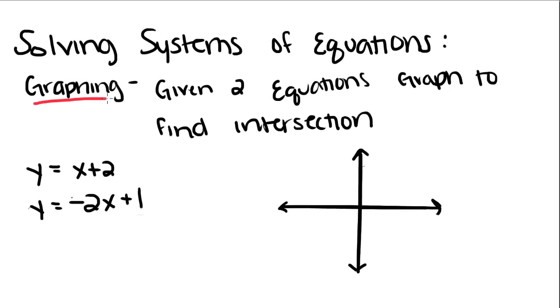by graphing. So given two equations, graph to find the intersection, and then the intersection is your solution to your equations. So I have these two equations, y equals x plus 2 and y equals negative 2x plus 1.